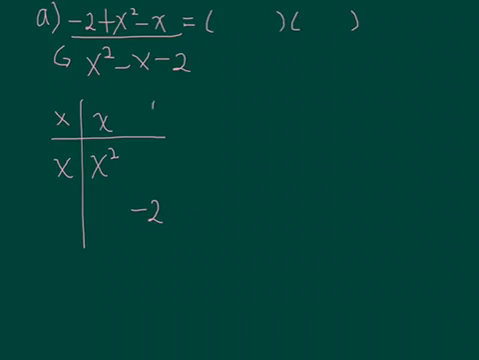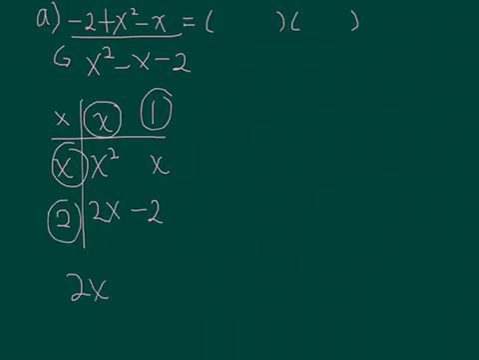So I put the number first. 1, 2. Then I check. 1 times x will give me x. 2 times x will give me 2x. I have 2x and x. Check the middle term, which is minus x. How do I get minus x? Is it 2x minus x or minus 2x plus x? Correct. Minus 2x plus x.